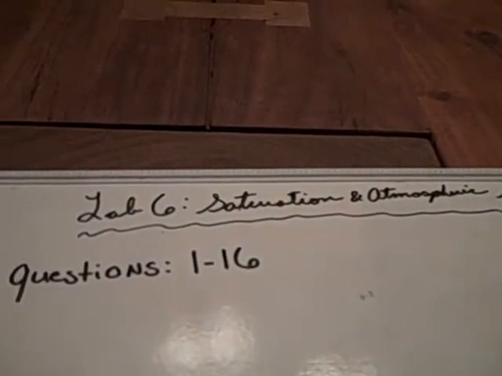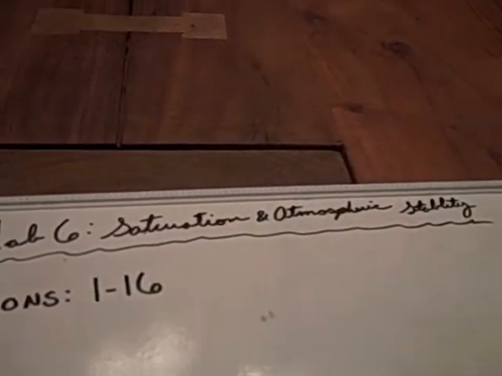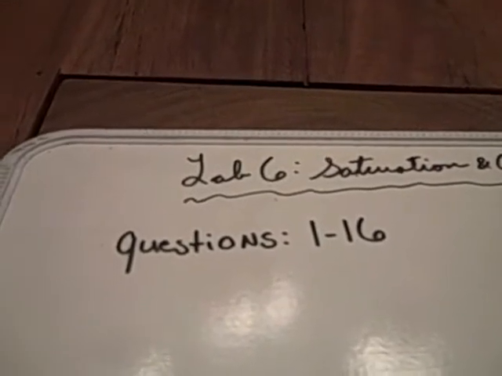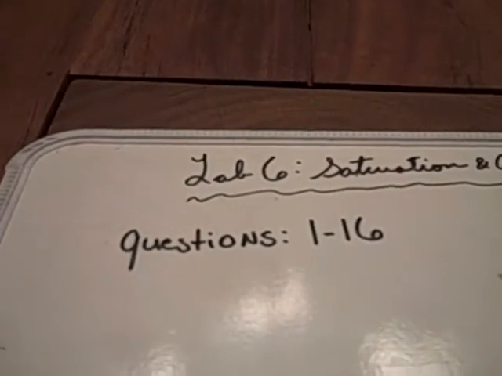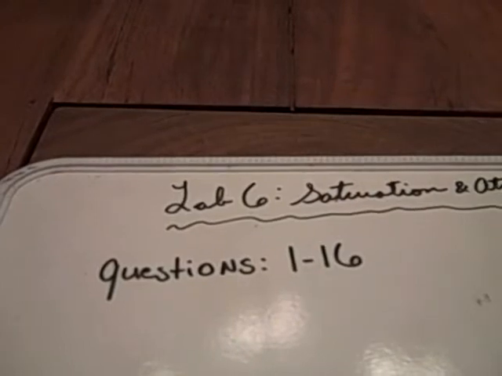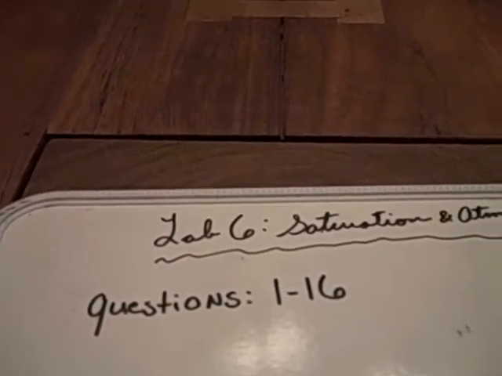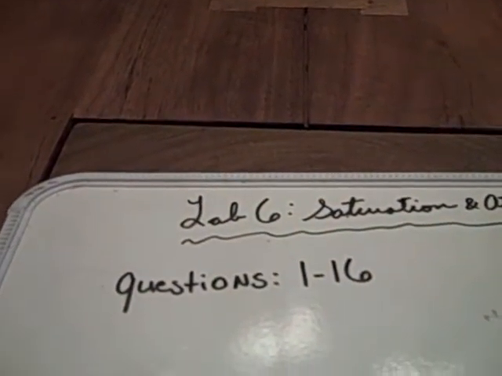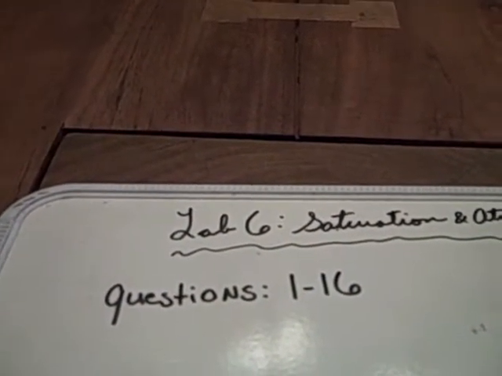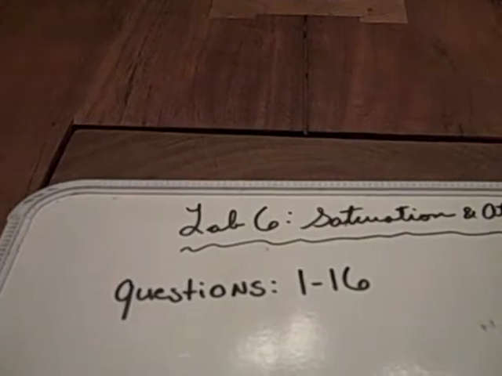Alright, welcome to the walkthrough for Lab 6, Saturation and Atmospheric Stability. We're going to talk about questions 1 through 16. For question 1, they're asking you to look up the saturation mixing ratio from the same exact saturation curve table that we've been playing with, except they've reprinted it into Table 6.1.